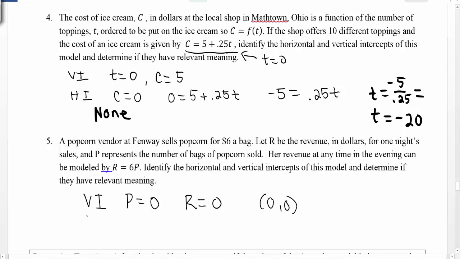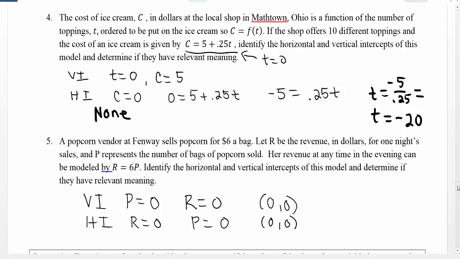Turns out my horizontal intercept is going to be the same thing, because if R equals 0, that tells me that P equals 0. And again, what that means is if I didn't make any money in revenue, I didn't sell any popcorn bags. So that's the same statement, just spun a different way. So my vertical and horizontal intercept here are the same, and it makes sense in this context. So that means that they exist and we can attribute meaning to them. So these intercepts often have important meaning for us.